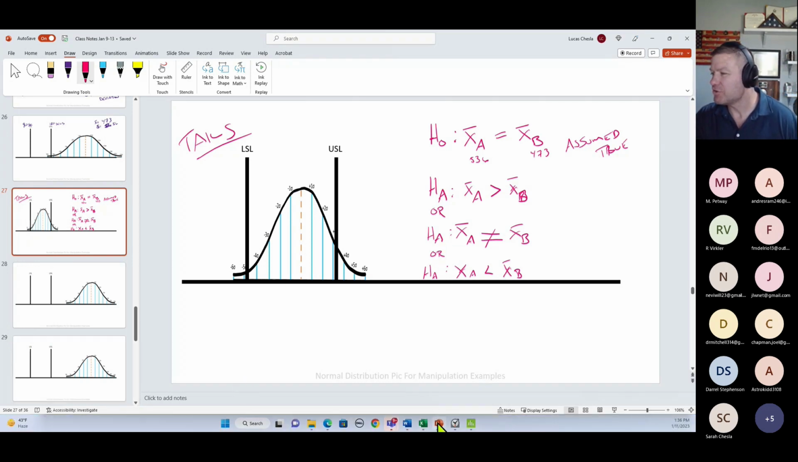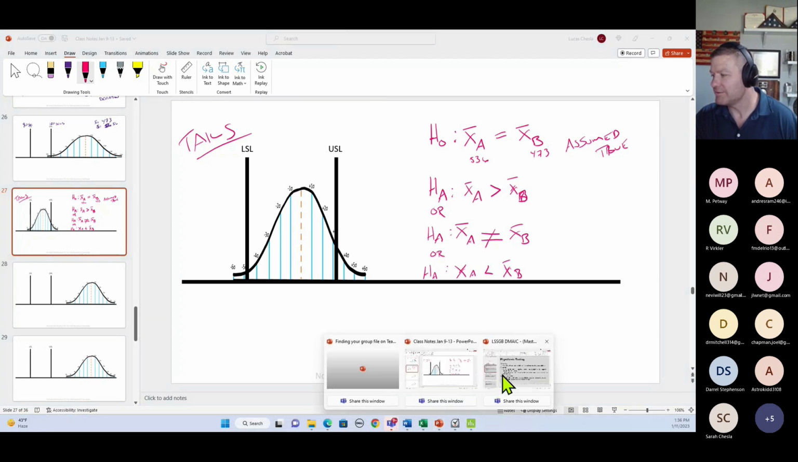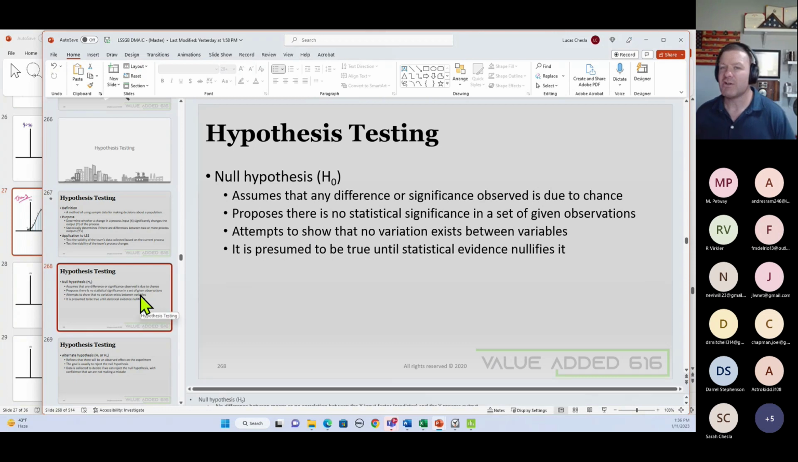All right, so let's take a look. Now that we've drawn it out a little bit, let's take a look at the actual words that are in the slides. If you're looking at your null hypothesis, it assumes that any difference between that 473 and 536 is just due to chance. Team A may very well have had a lower one next time and B higher, right? It's just chance. There's no real difference. Number two, it proposes there's no statistical significance. They are different, but it's not significant. And it attempts to show that there's really no variation between those variables.